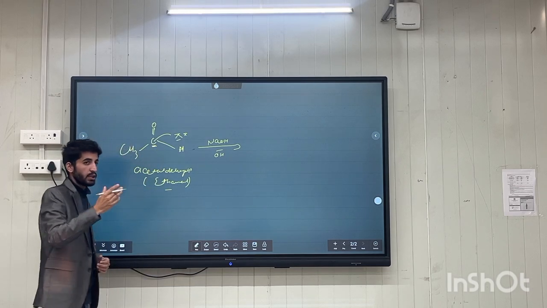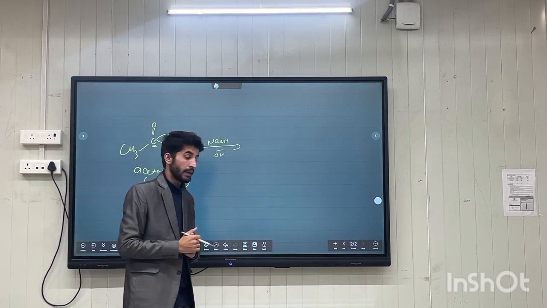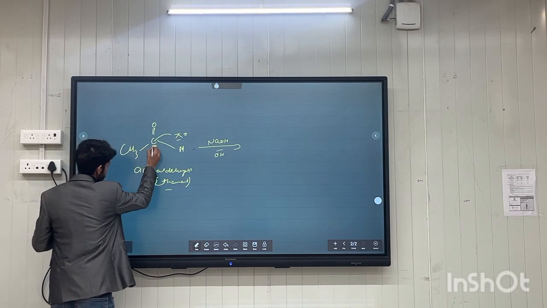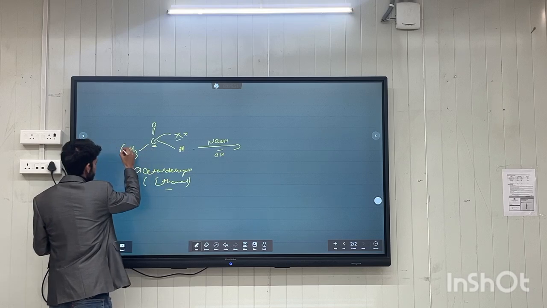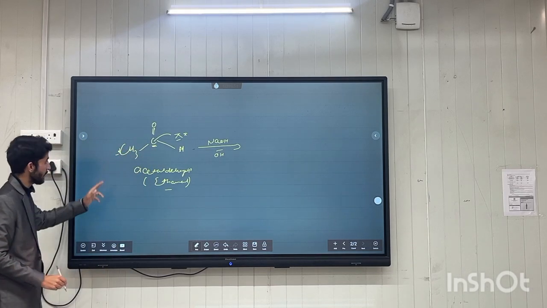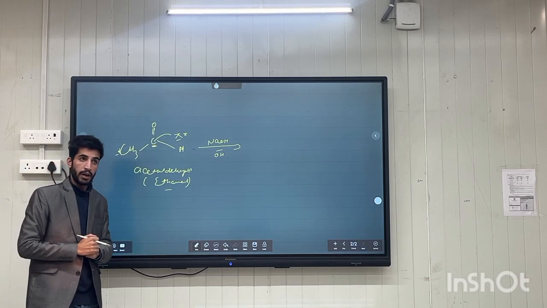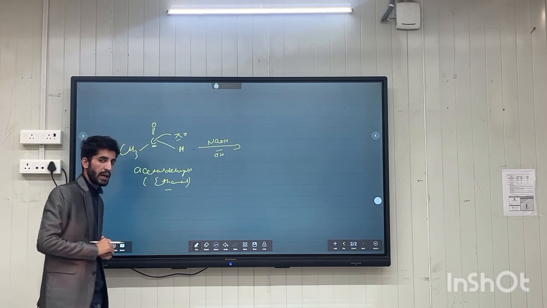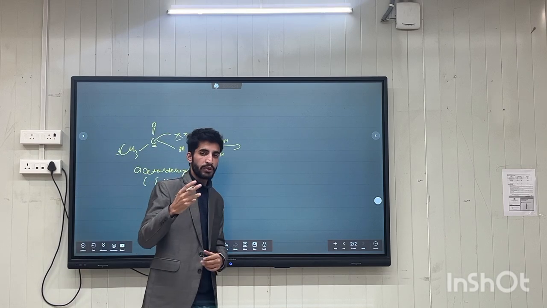The other possibility is that this hydroxide ion can react with one of the acidic hydrogens. Because this is C double bond O, and adjacent to that is the alpha carbon, and the hydrogen atoms attached to this carbon are referred to as alpha hydrogens. So there are three alpha hydrogens, and we also have the electrophilic carbon. So we have to see where it will attack.